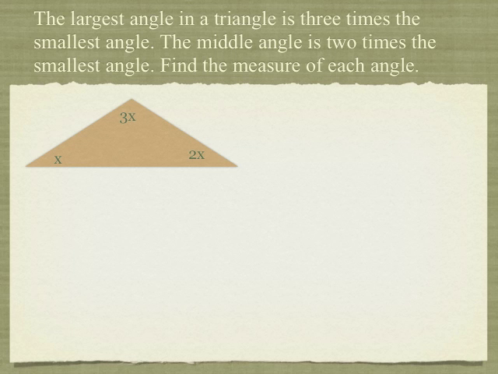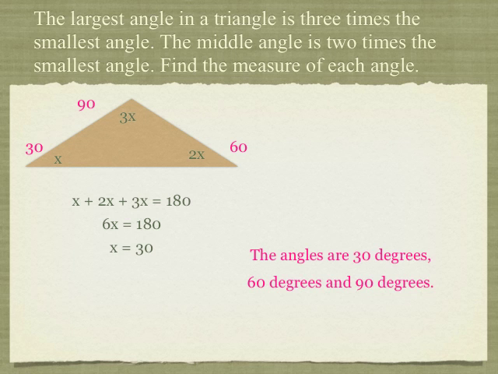Now, if this were a perimeter problem, they'd need to tell me the perimeter, but it's not a perimeter problem, it's an angle problem. So they don't need to tell me anything because I know the angles of a triangle will add up to give me 180. So I have x plus 2x plus 3x is equal to 180. Combining like terms, I get 6x equals 180. Divide by 6 and x equals 30. So the smallest angle is 30 degrees. The largest is 90, and then the middle angle is 60 degrees.